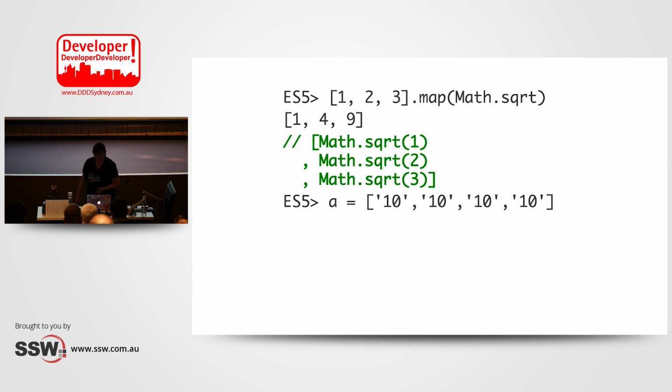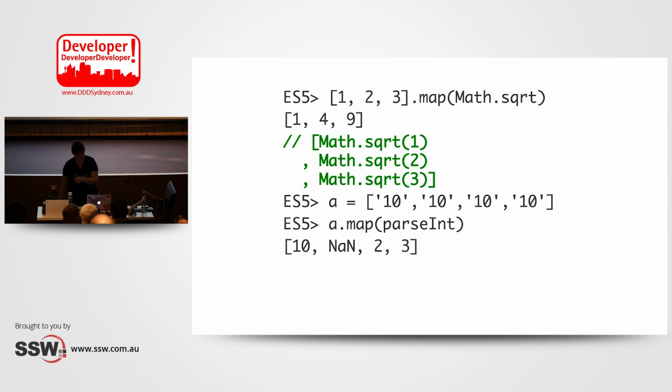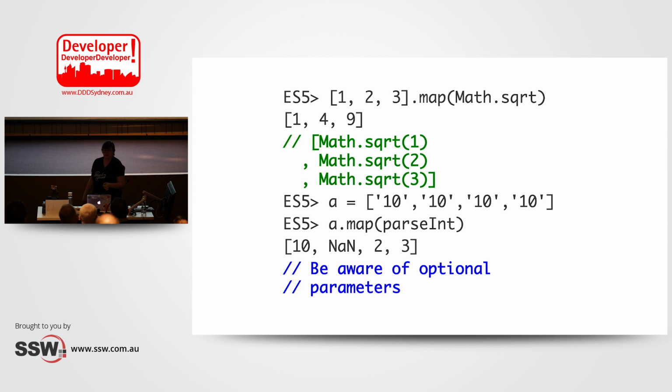However, if we have an array A, which is 4 lots of 10, and then we want to map parseInt over that, parseInt has 2 parameters, which means that the mapping is going 1, okay, that's fine, 2, I don't know, 3, 4. So just remember your optional parameters when doing maps, because it'll map even when you don't want to.